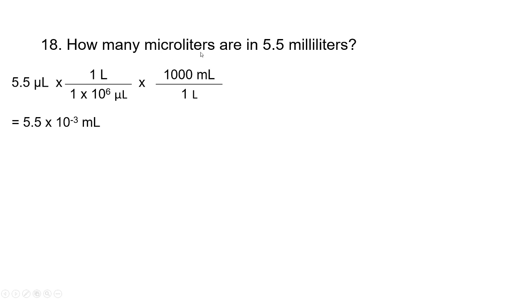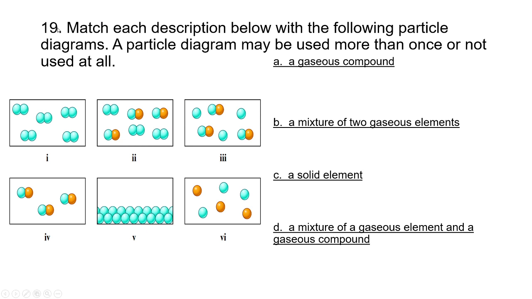So this would be for the way that I interpreted it, which was wrong. The answer should be 5.5 times 10 to the third milliliters. Or microliters. There we go. Okay, now on to 19.